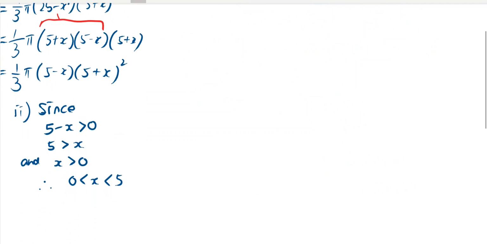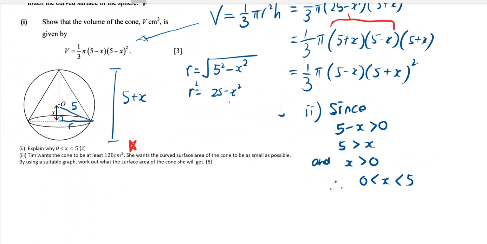We have a volume and we also have a curved surface area over here. Now look at your equation. Your equation is V equals 1/3 pi (5 minus x) and (5 plus x) squared. There's nothing new that you have. There's nothing new in real world application. It's always talking about things that you have learned.